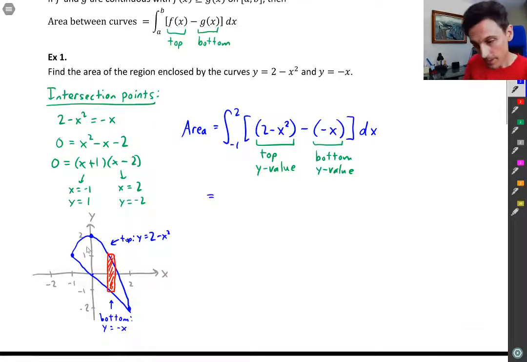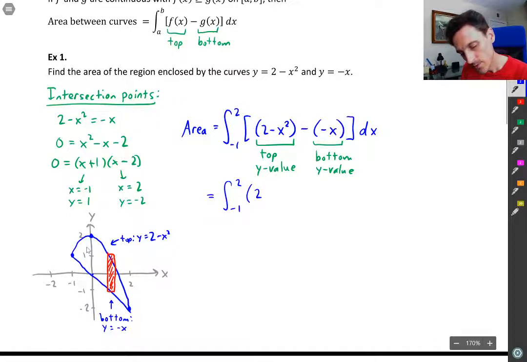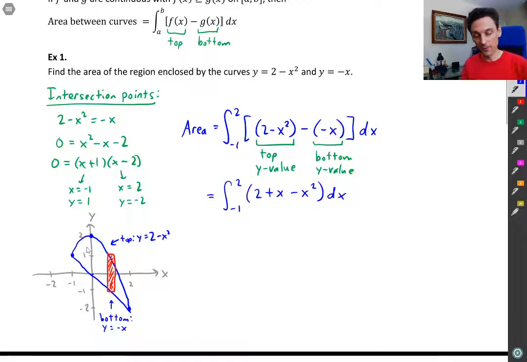Okay, so let's go ahead and clean up inside the integral first. We can write 2, and then plus x over here, minus x squared. So rearranging the terms a little bit and cleaning it up, before we integrate and find our antiderivative. So remember, when we find the antiderivative of a constant like 2, that constant just picks up the variable of integration, so that's going to be 2x. And then the antiderivative of x is going to be like this.